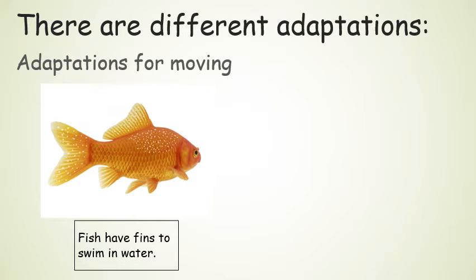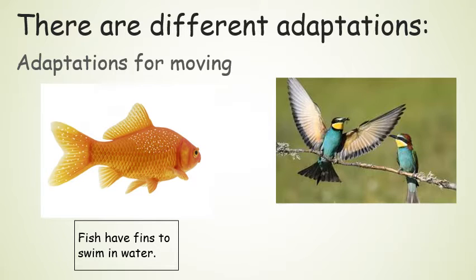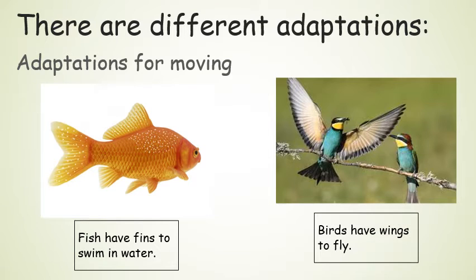Another example about adaptations for moving. Now, if I ask you what helps the bird to fly? Yeah, that's right. The wings. So birds have wings to fly. This is another example about adaptations for moving. Fins and wings are both adaptations for moving. Fins help fish to swim in water, while wings help birds to fly.